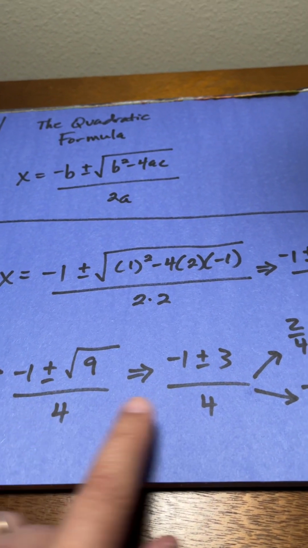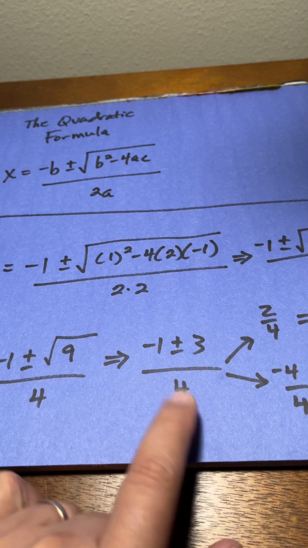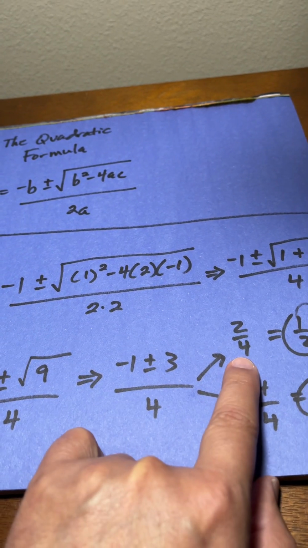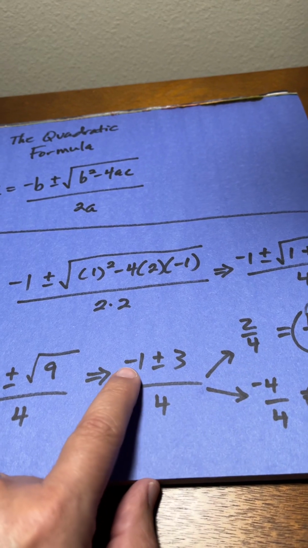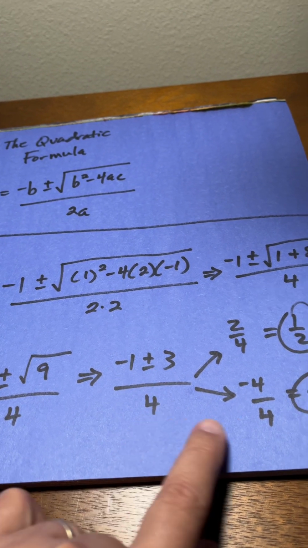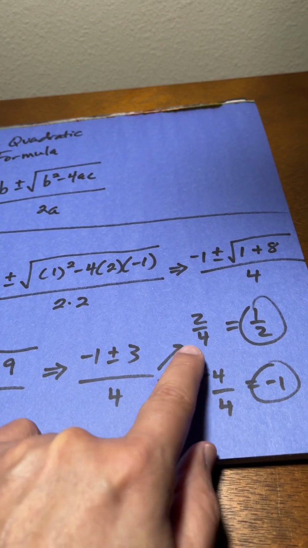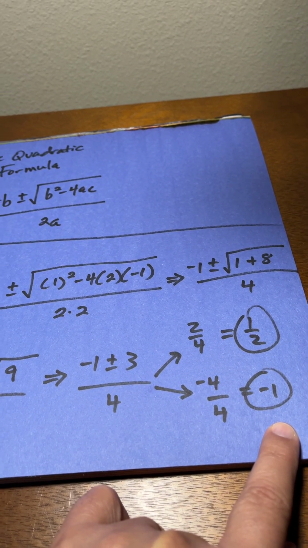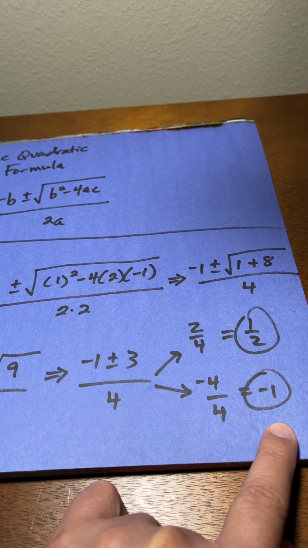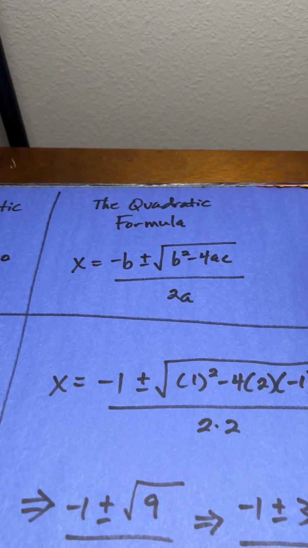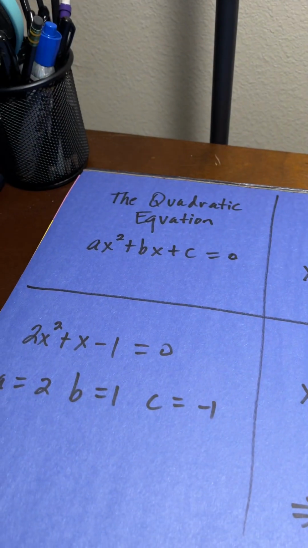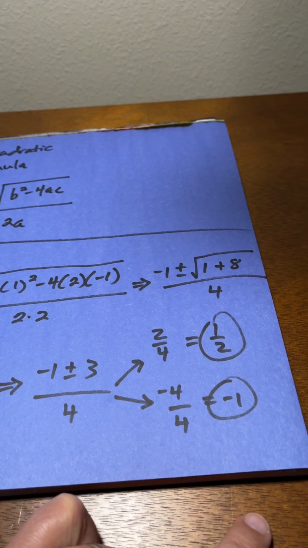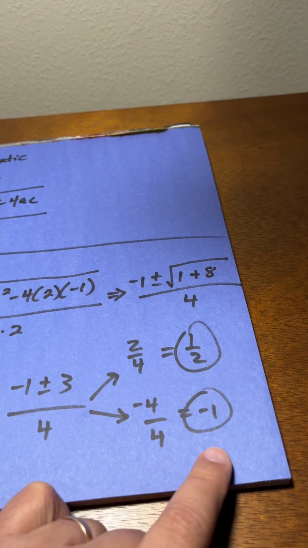So this becomes this. Now this means -1 plus 3 divided by 4, which is 2 over 4. But it also means -1 minus 3 over 4, which is -4 over 4. This reduces to a half, and this is -1. So this is how you use the quadratic formula to solve a quadratic equation and how to reduce it. So we got 2 answers.